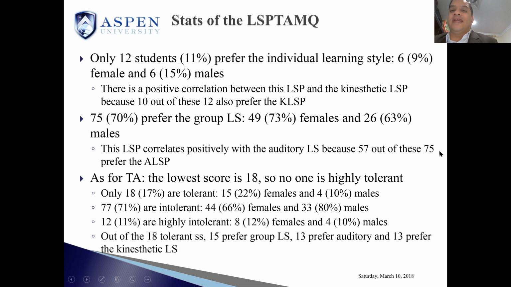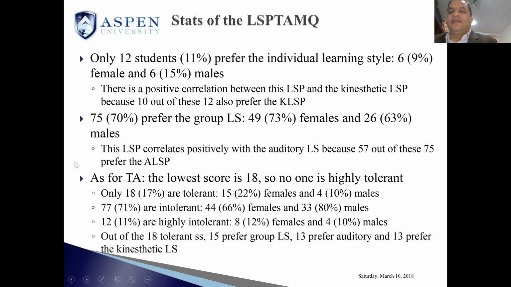If we go back to the only 18 who are tolerant, 22% of the females are tolerant because there are 15 girls, and 10% of the boys are tolerant because there are only 4, which means that girls are here more. It's just a matter of numbers, actually, because the majority of them, 77, are intolerant. So I would say that the majority of them have a high rate of intolerance of ambiguity.